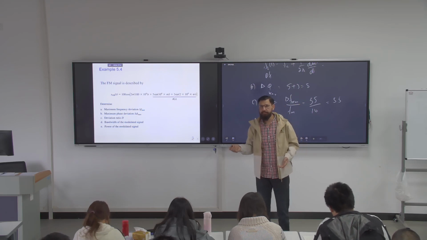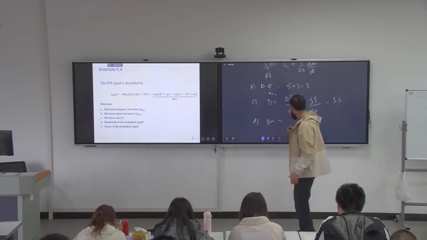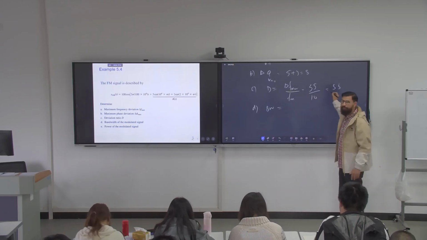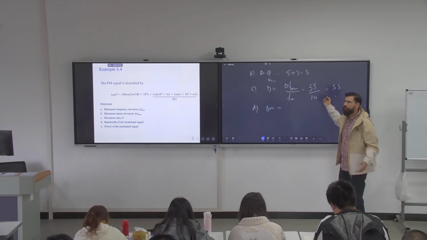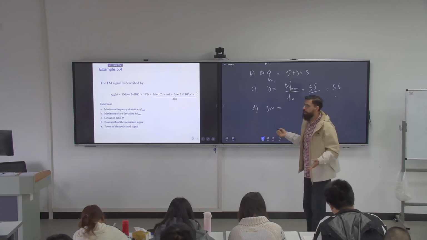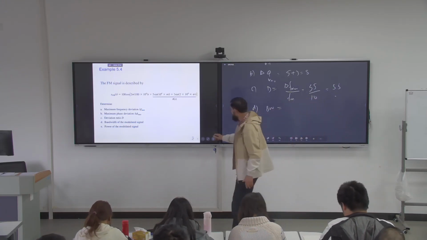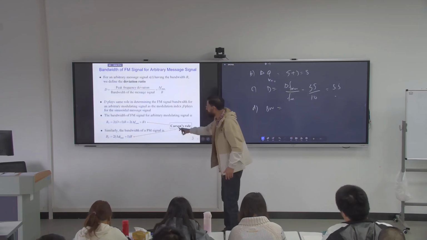So now we apply Carson's rule. This D is 5.5, this is also beta. This is 5.5, that means it's a wide band, right? So I need to apply Carson's rule. So what is Carson's rule? Well, we saw Carson's rule here. This is Carson's rule, right?